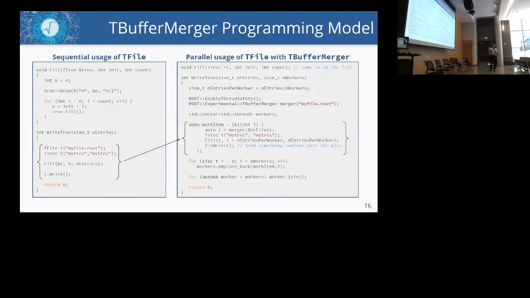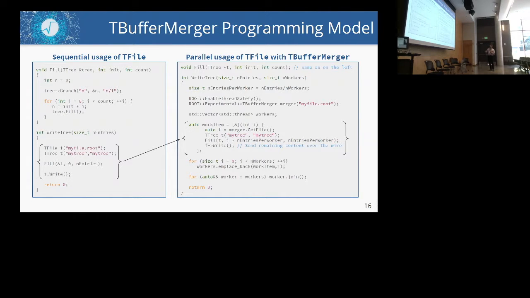So here I have a sample code for how to use this thing. With the model, we wanted to create something that would be very familiar for users. For example, you have a function where you create some branch and fill a tree. You create a TFile, you create your tree, you fill your entries, you write, and then you're done. So you can see that this is a very similar pattern.